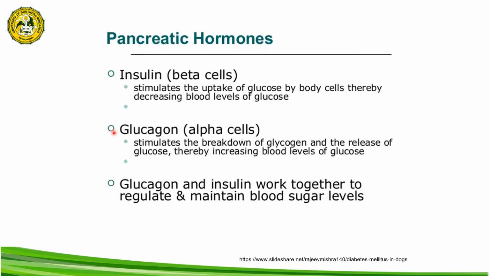As you can see here, insulin and glucagon have opposing functions. Insulin is an anabolic hormone because it promotes the uptake of glucose and the storage of glucose in the body cells. Glucagon here is a catabolic hormone because it stimulates the breakdown of glycogen and the release of glucose into the blood. Glucagon and insulin work together to regulate and maintain blood sugar levels.